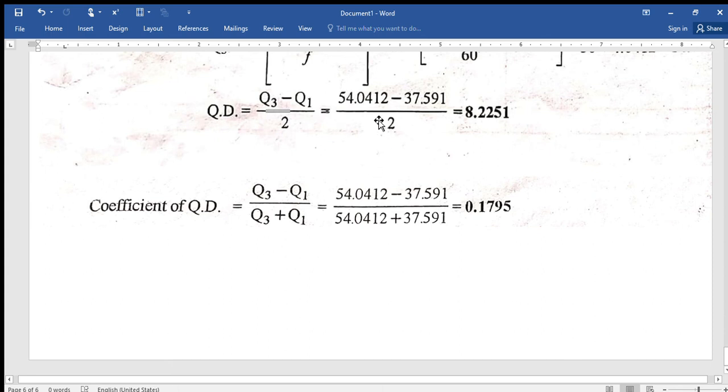Finally, the coefficient of quartile deviation, that is Q3 minus Q1 divided by Q3 plus Q1. If we substitute the values in this formula, it will be like this: 54.0412 minus 37.591 divided by 54.0412 plus 37.591. If we divide these values, we finally get 0.1795.